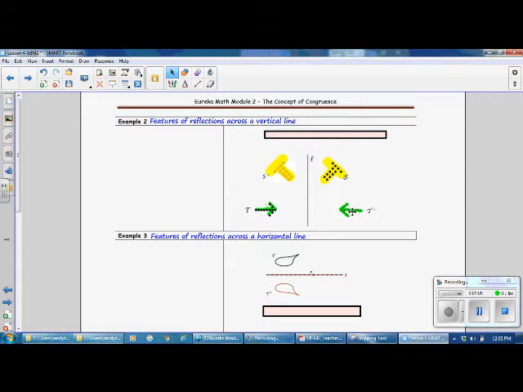Observe that up and down do not change in reflection across a vertical line. Also observe the horizontal figure T remains horizontal. This is similar to what a real mirror does.